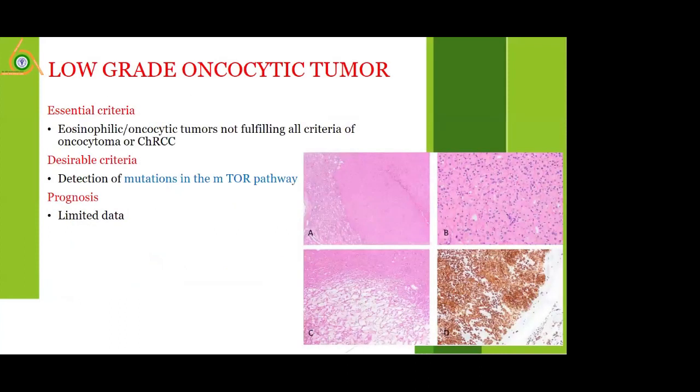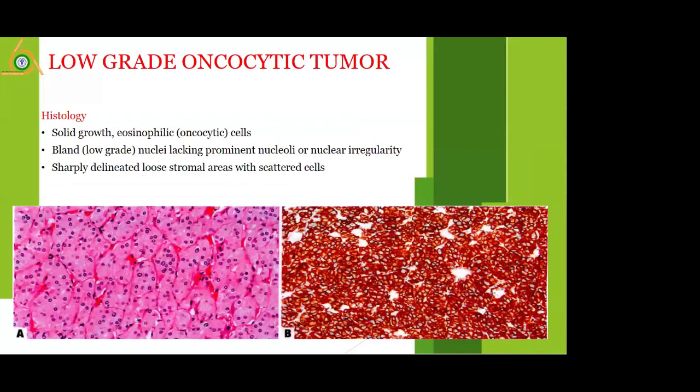And how do we pick them up? On low power, they essentially look like your oncocytomas, but they will not fulfill all the criteria of oncocytoma or chromophobe RCC. You will see pink cells arranged in sheets, but lacking the nuclear wrinkling or clear cytoplasm of chromophobe. Solid growth of eosinophilic oncocytic cells, low-grade nuclei lacking prominent nucleoli and nuclear irregularity, and diffuse immunopositivity for CK7. For diagnosing LOT, you have to have diffuse immunopositivity for CK7 and negativity for CD117.